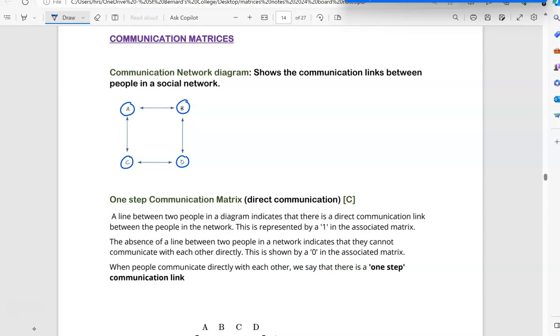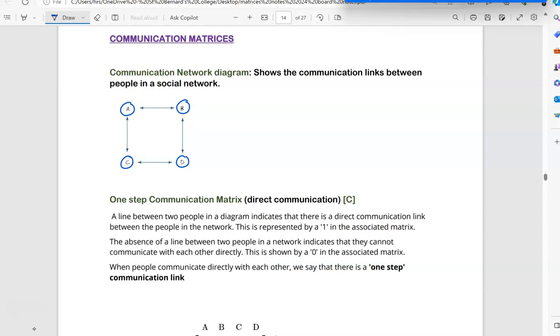Now, what we call first, so one-step communication, is what we talk about as direct communication. So say I was sending a message straight to Sebastian. I've sent that message straight to him. That is a direct communication. If he then sends the message over to Henry, that would have been done between me and Henry in 2 steps. So that's called 2-step communication. Does that make sense? Yeah.